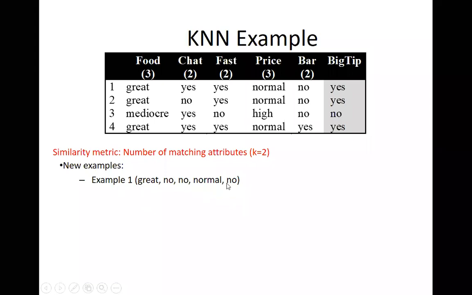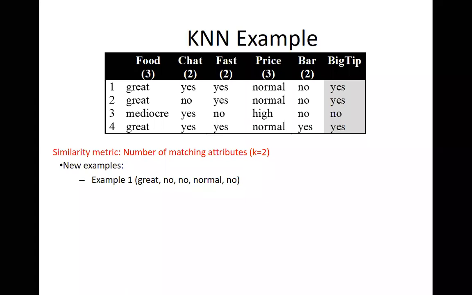See, this is the new data. Food is great, chat is no, fast delivery no, price is normal, bar is a no. So in this case, are you going to give the tip or not? Yes or no? You have to classify this new example into yes or no based on these four examples, and the k value you have taken is 2. So what answer will you get? Is it yes or no?